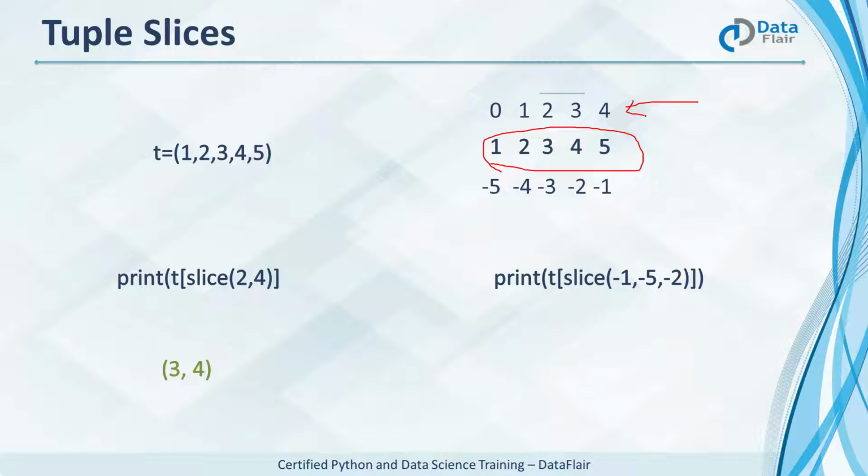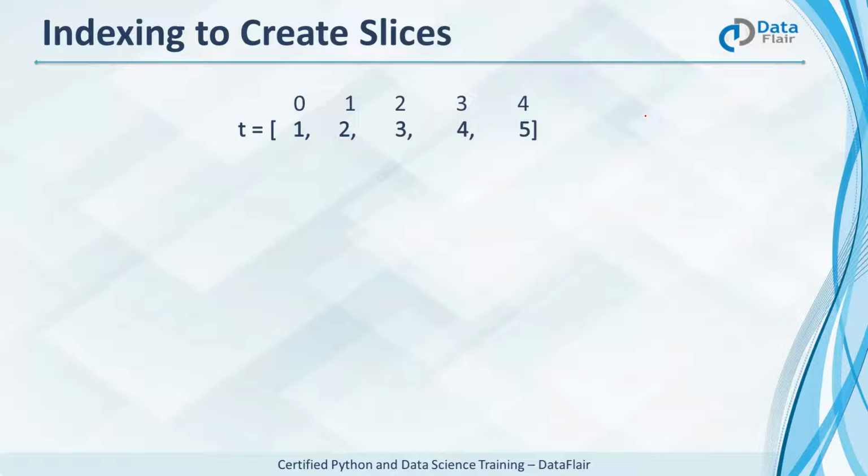Okay, so beginning at -1 and ending at -4 with 2 as the step, right to left, we get the values 5 and 3. So far we did this with the slice function. Let's do it with indexing now. We have a list with the values 1 to 5. Slice 0 to 2 gives us the values 1, 2, and 3.